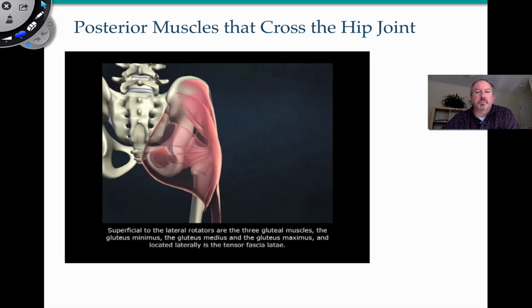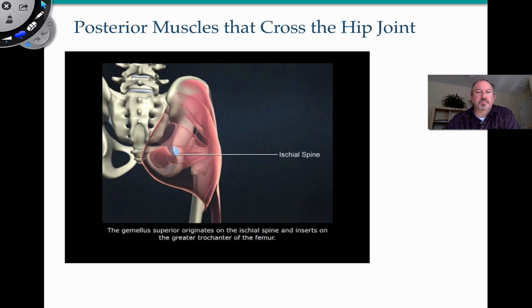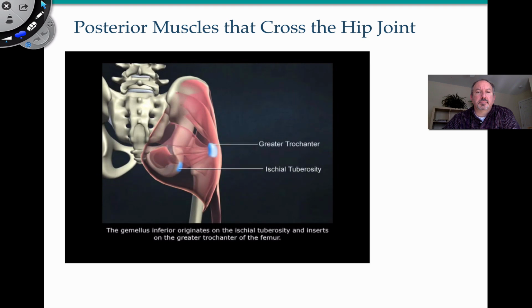And located laterally is the tensor fasciae latae, which connects to the IT band. The gemellus superior originates on the ischial spine and inserts on the greater trochanter of the femur. The gemellus inferior originates on the ischial tuberosity and inserts on the greater trochanter of the femur.